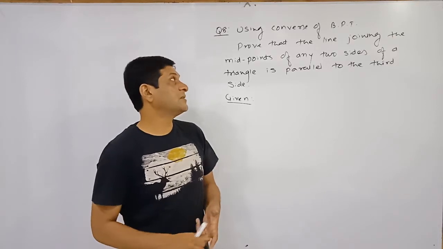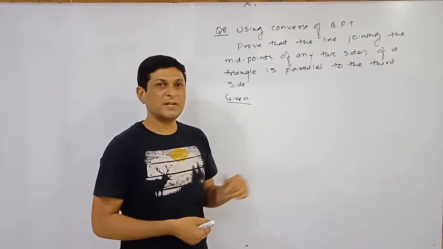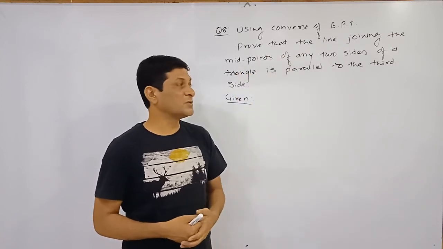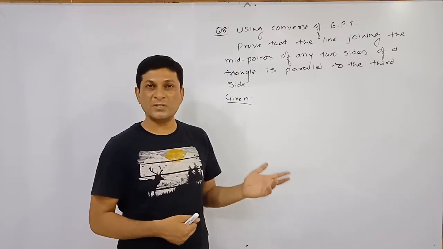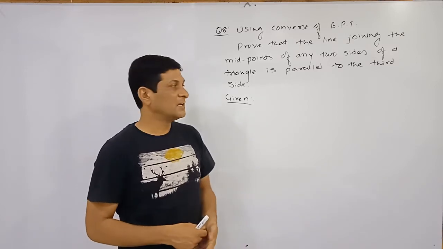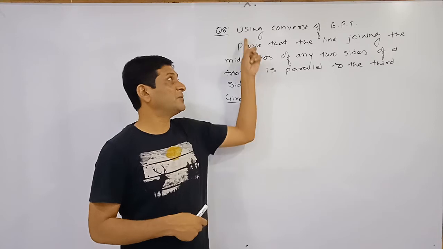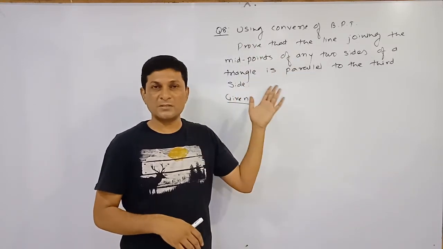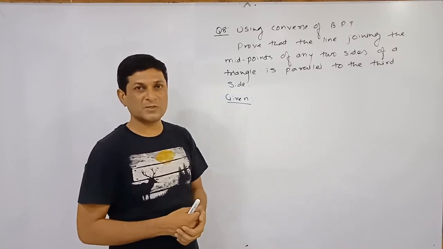So now observe example number 8. In example number 8, we have to prove that the line segment joining the midpoint of any two sides of a triangle is parallel to the third side. This is also one of the theorems which we have proved in 9th standard. Now we are going to prove this theorem using what? Converse of BPT. It is specially mentioned to prove this statement using converse of BPT.